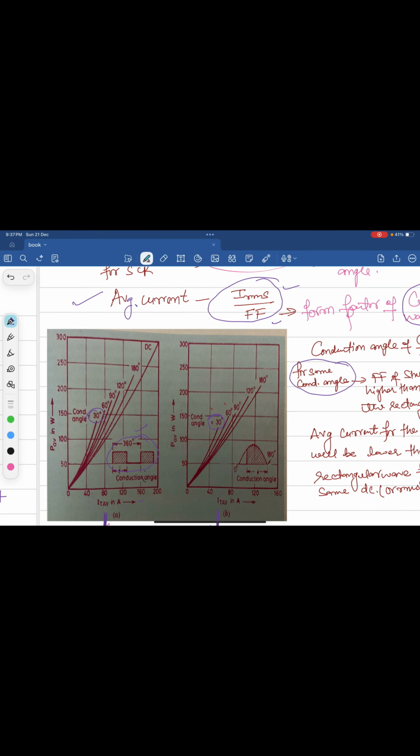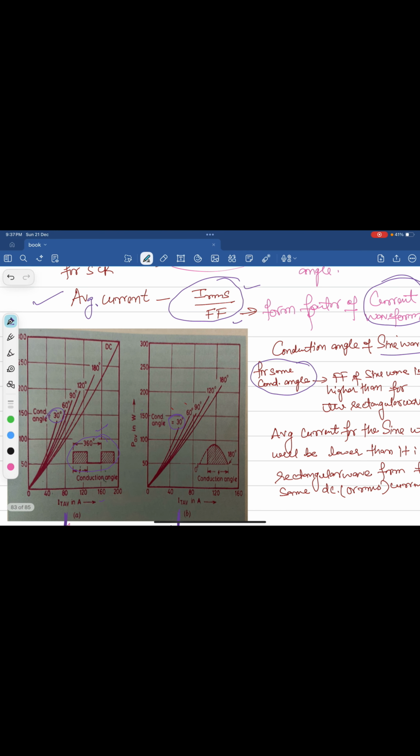So we have taken in the diagram the two: one is the conduction angle for the rectangular waveform and another is the conduction angle for half wave sinusoidal. We will check for different conduction angles what the power loss is and also the current, in amperes, on average on-state current.